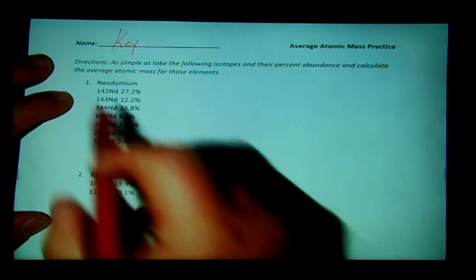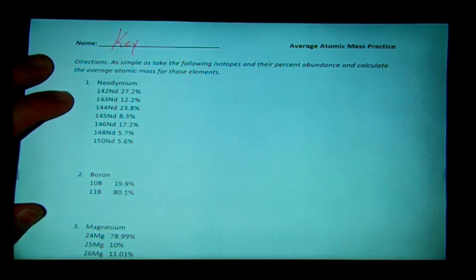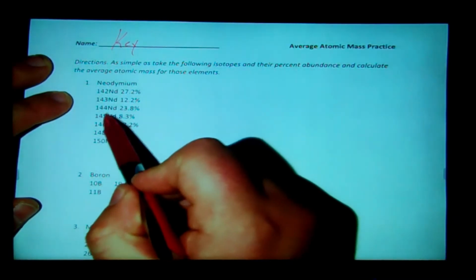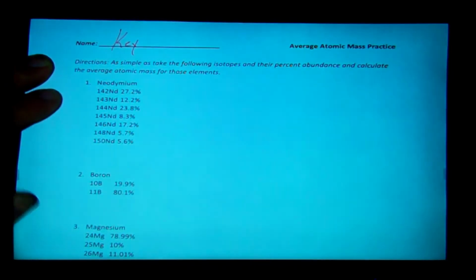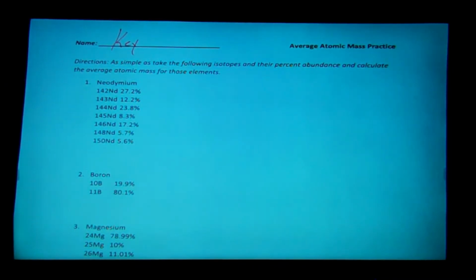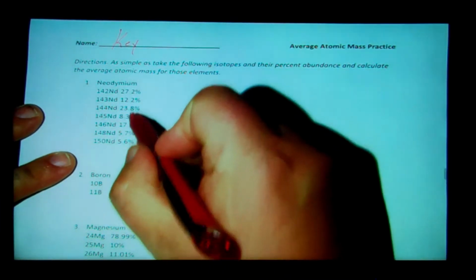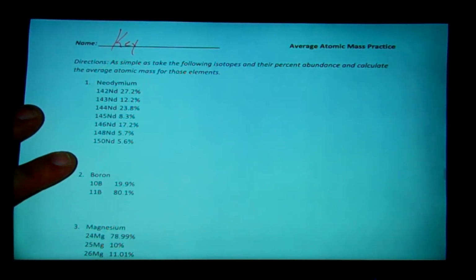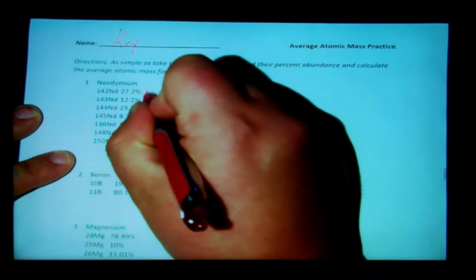So we have neodymium. The element neodymium has 1, 2, 3, 4, 5, 6, 7 isotopes. Don't get caught up on the number. Just follow the steps. It's the same steps. This average atomic mass, I'll add a bunch of isotopes there to intimidate you, and it doesn't matter. The steps are still the same. Doesn't matter at all. First thing, take these percentages, divide them all by 100.